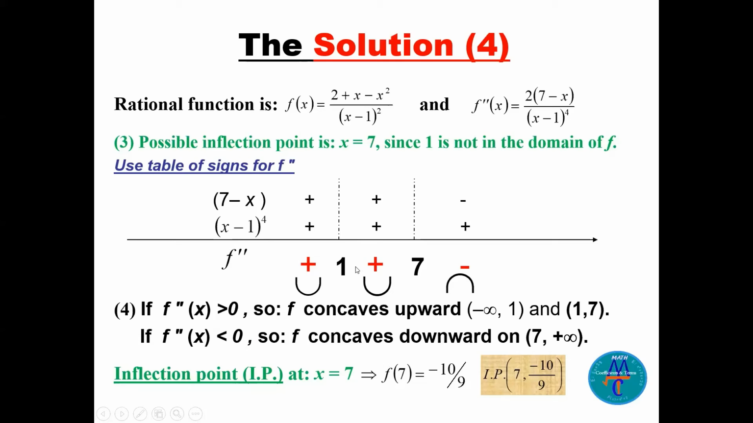Replace 7 in the function f. 2 plus 7 minus 7 squared over 7 minus 1 all to the power 2. It will be minus 10 over 9. So this is the point which we call the inflection point.